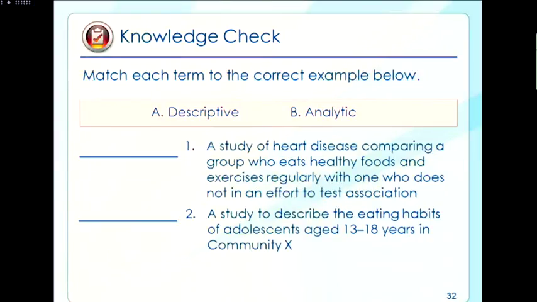A study of heart disease comparing a group who eats healthy foods and exercises regularly with one who does not in an effort to test association. What kind of study is this? This is B, an analytic study. And number 2, a study to describe the eating habits of adolescents aged 13 to 18 years in community X is what kind of study? This is A, descriptive study.